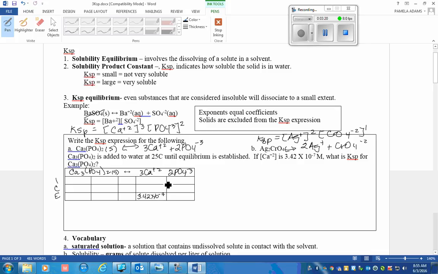Just one small digression about RICE tables. Here is the reaction. These are the initial concentrations. This is the change that must occur according to the stoichiometry to get to equilibrium, and E is an equation or a variable that will allow us to figure out the equilibrium.